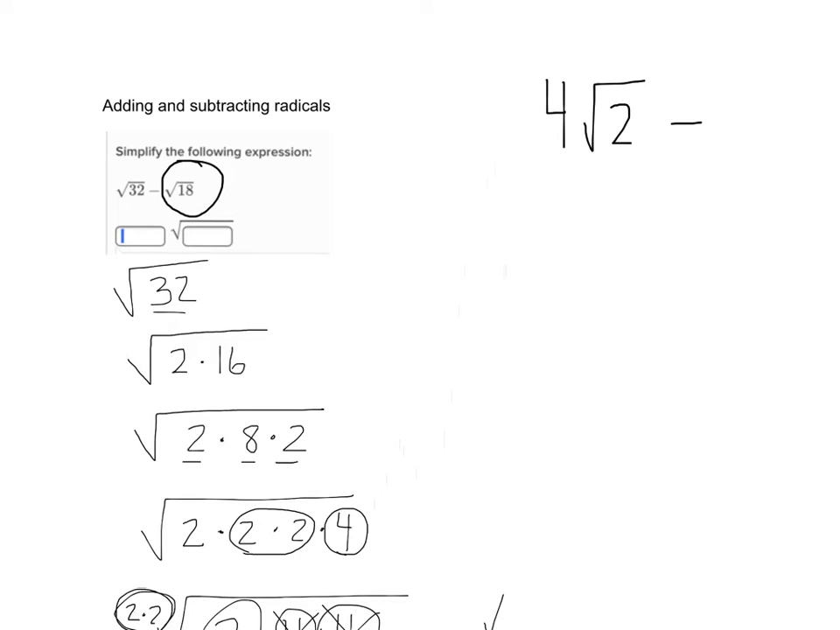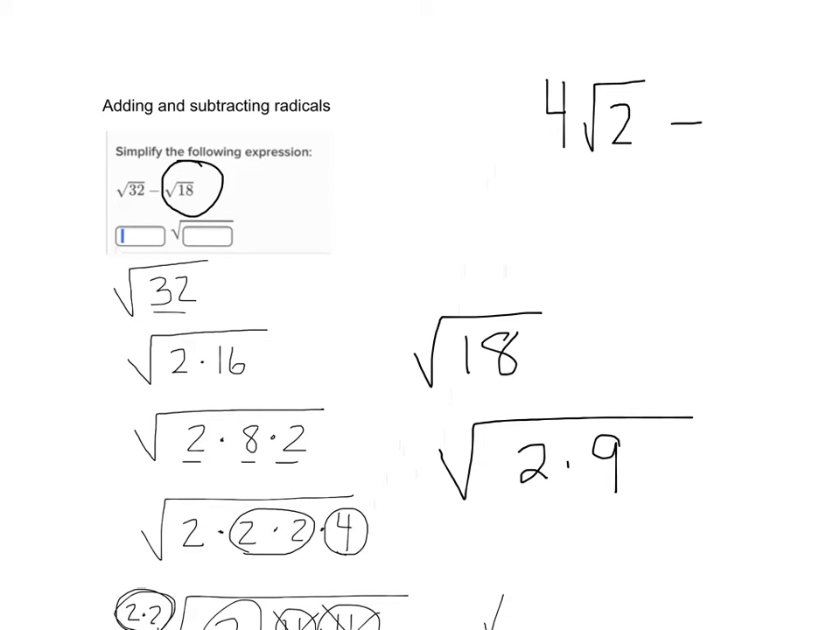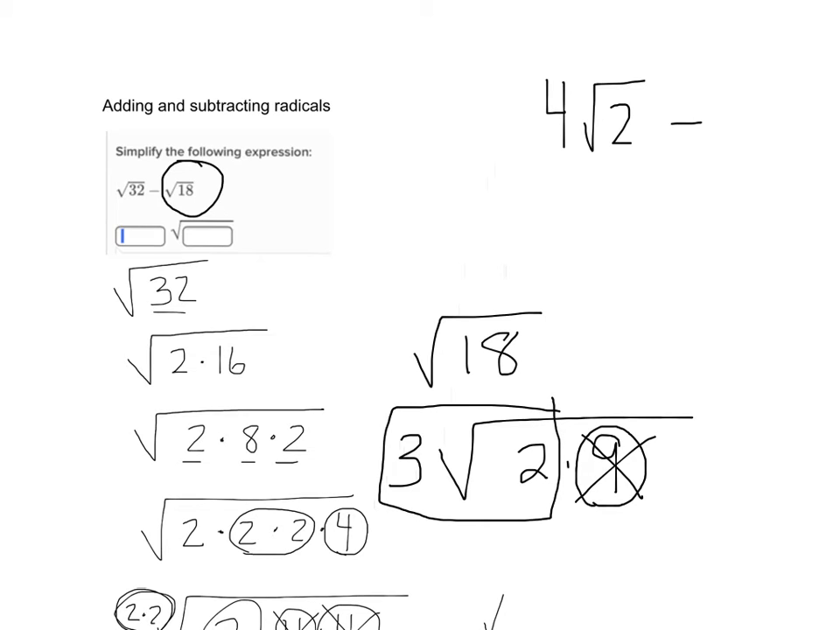Well, let's simplify the square root of 18. Well, the square root of 18 is the same thing as the square root of 2 times 9. Well, I'm not going to break down 9 because it's a perfect square. And so what's the square root of 9? It's 3, so I'm going to mark it out, and I'm going to put the 3 on the outside so you can see that square root of 18 is the same thing as 3 square roots of 2.